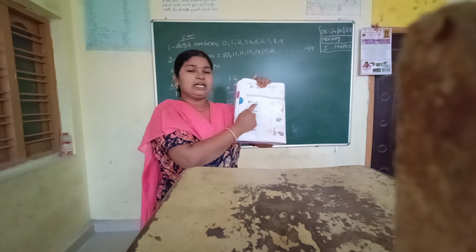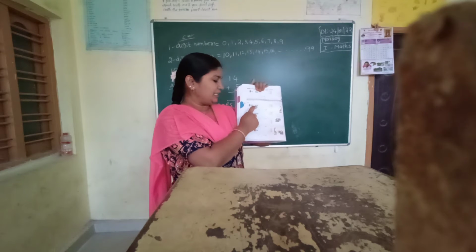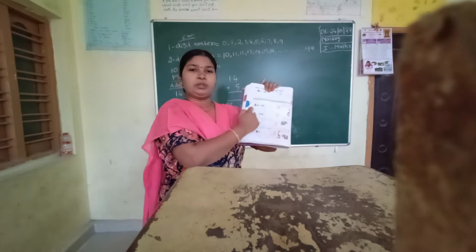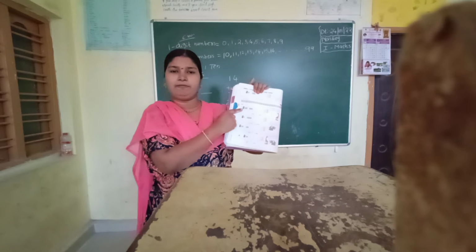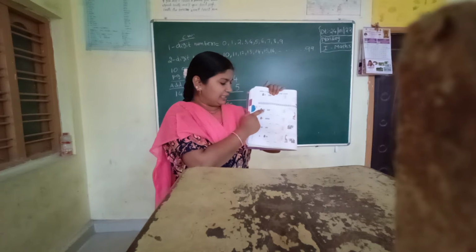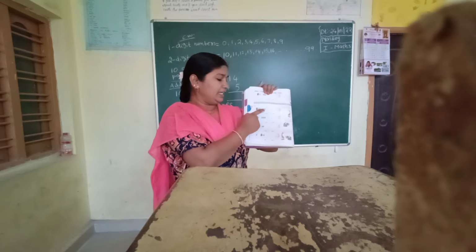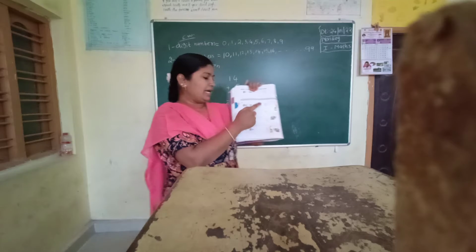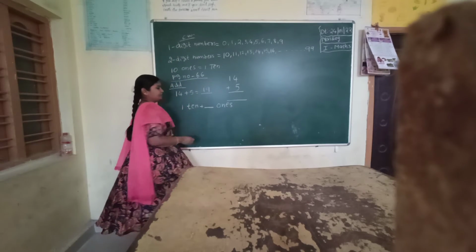Next, how many pencils are there separately? Count once: 1, 2, 3, 4, 5. 5 pencils. Now count the total pencils. One bundle is known as 10 pencils. After 10, which number will come? 11, 12, 13, 14, 15, 16, 17, 18, 19. Total, how many pencils are there, children? 19. So here, 14 plus 5 is 19.